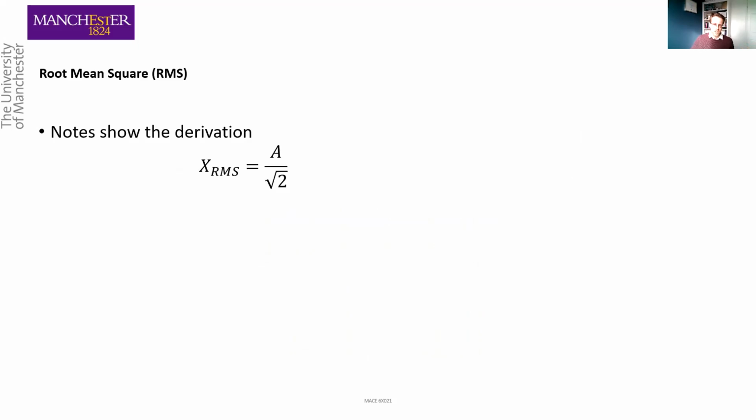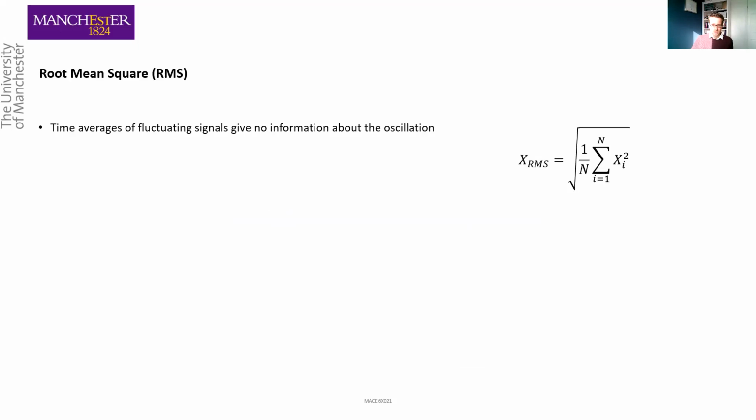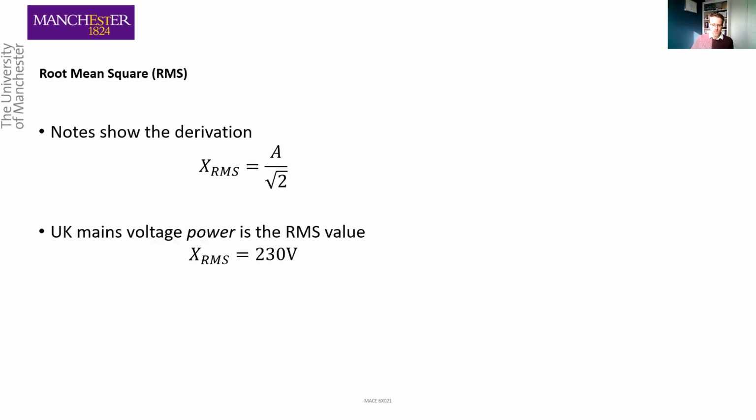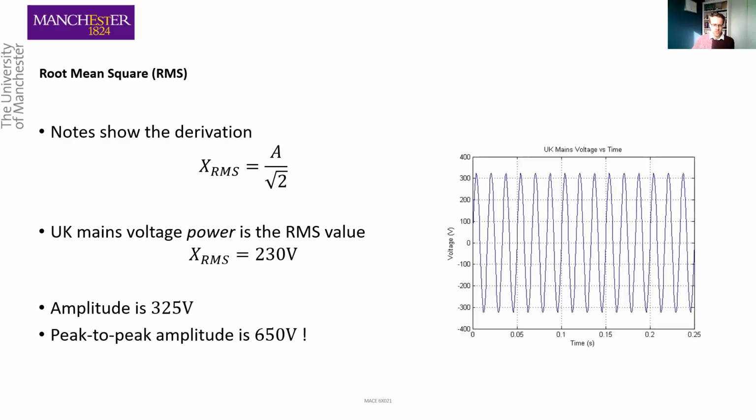There is a derivation for sine waves. This is analytically known. Otherwise, you can calculate it on a sample by sample basis using this equation. So the UK mains power is the RMS value. That's the value that's reported. So 230 volts. But because we know how this waveform varies as a sine wave with an amplitude, the amplitude of this is actually 325 volts, which means that the peak to peak, so from a peak to a trough of our sine wave, is 650 volts.